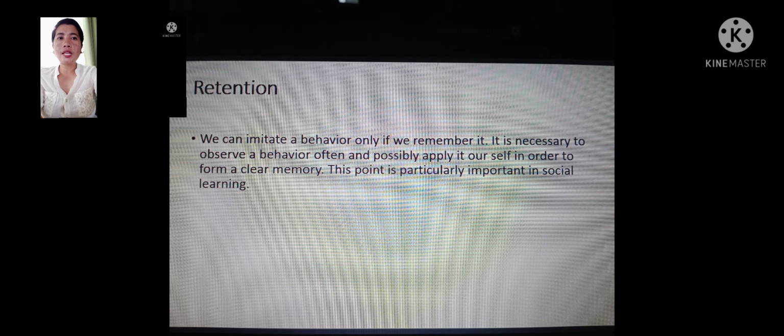The second one is retention. We can imitate a behavior only if we remember it. It is necessary to observe a behavior often and possibly apply it to ourselves in order to form a clear memory. So this point is particularly important in social learning.